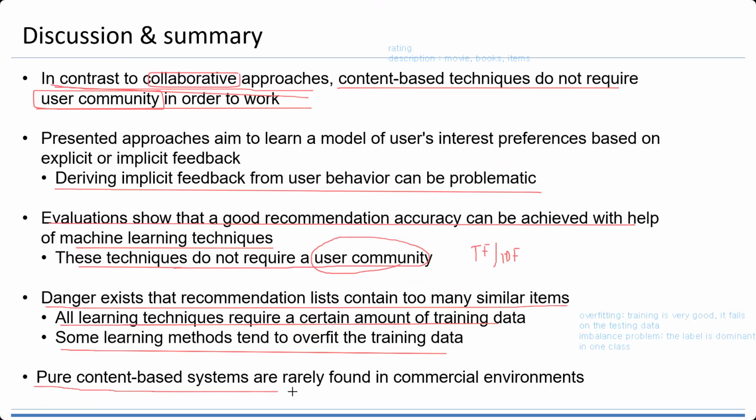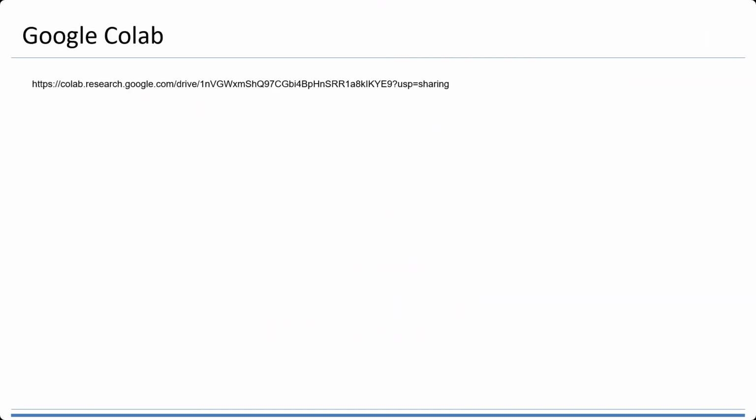Okay. Pure content-based systems are rarely found in a commercial environment. So usually people will use the content-based and the collaborative at the same time. Let's go to the Google Colab before I finish the class.